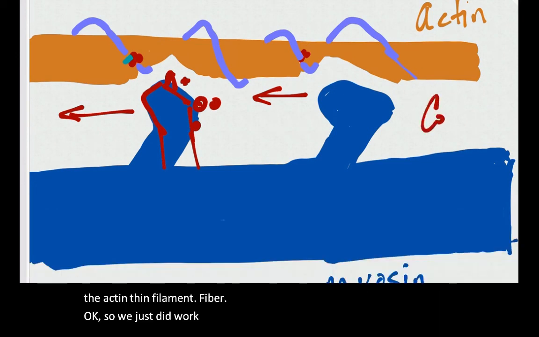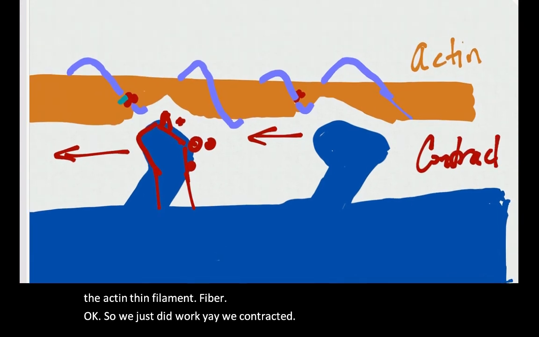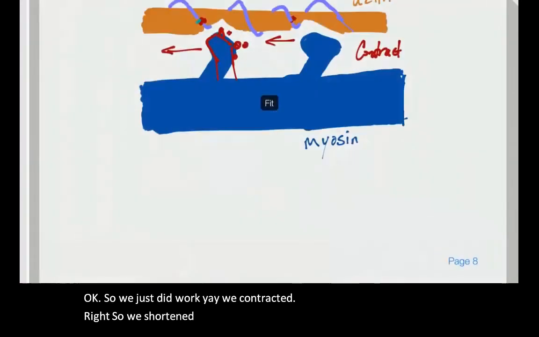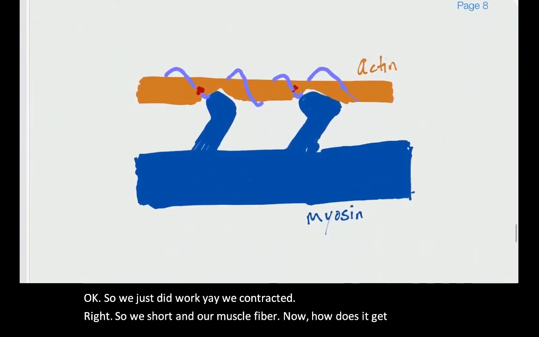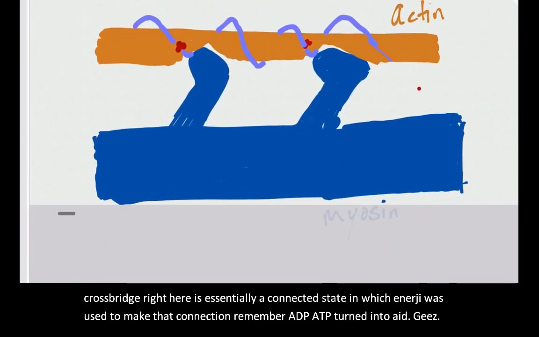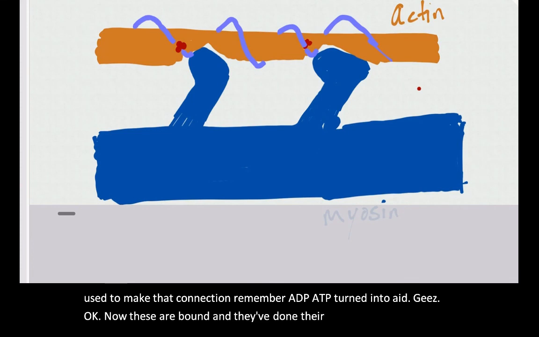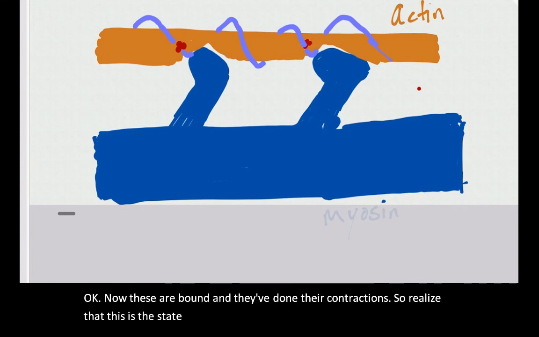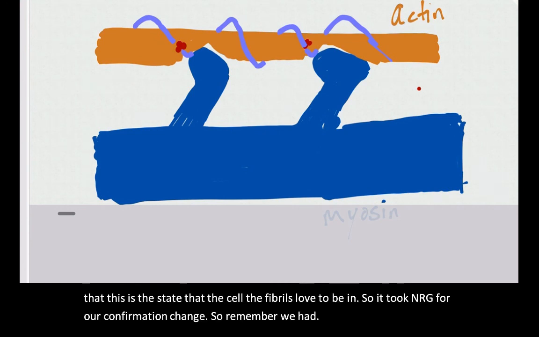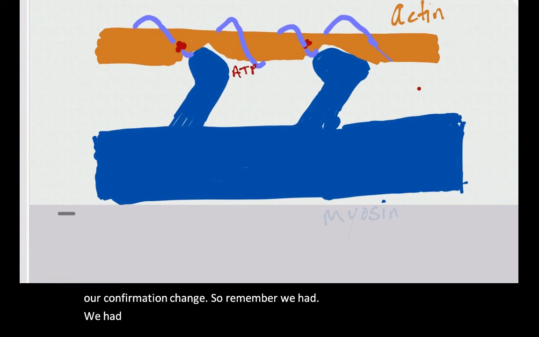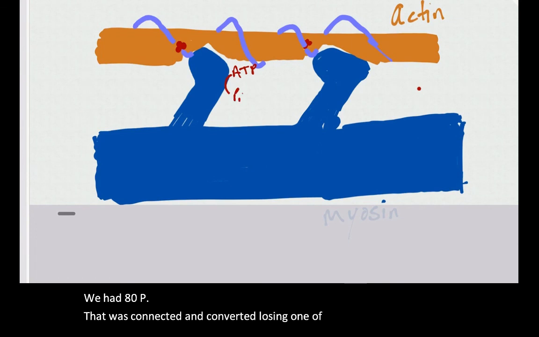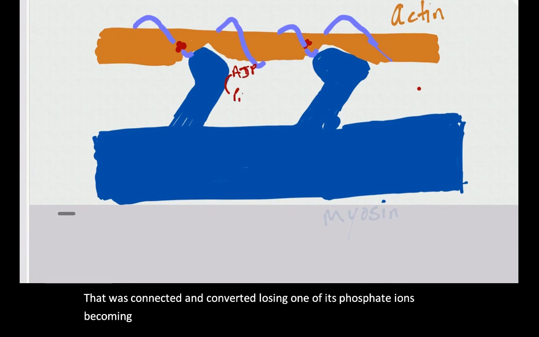Yay, we contracted. So we shortened our muscle fiber. Now, how does it get back to its normal state? These are bound and they've done their contraction. Realize that this is the state that the fibrils love to be in. It took energy for our conformation change. Remember we had ATP that was connected and converted, losing one of its phosphate ions, becoming ADP. So it's in its high energy state and its physical structure changed to meet this.